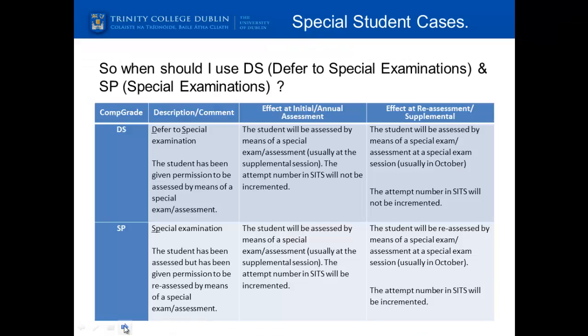So when should I use DS, defer to special examinations, and SP, special examinations, instead of PD? PD, permission to defer, is used normally. This is the normal situation. DS and SP should only be used where there are no scheduled supplementals and permission has been given to do so by the suitable authority.